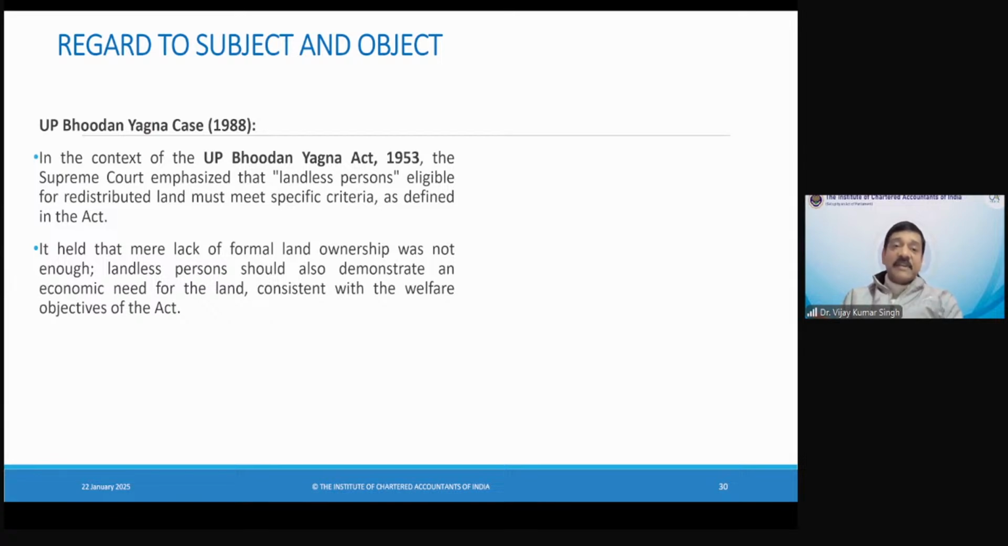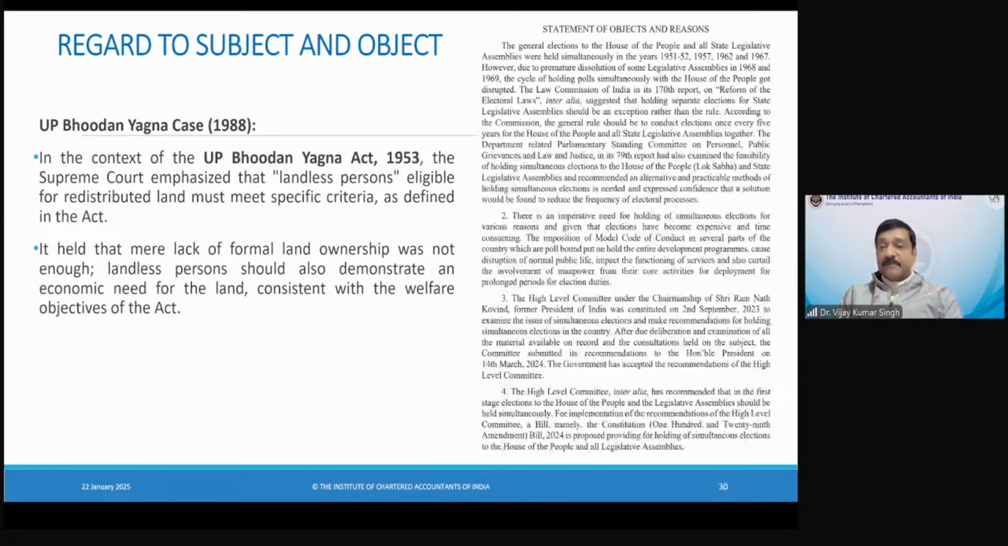So the Supreme Court, while interpreting this particular provision, went to the object of the law and said that the objective of this law was to give land to the landless persons eligible for it. These were landless peasants, and not someone who just didn't have land. So it held that mere lack of formal land ownership was not enough. A landless person should also demonstrate an economic need for the land consistent with the welfare objective of the Act.